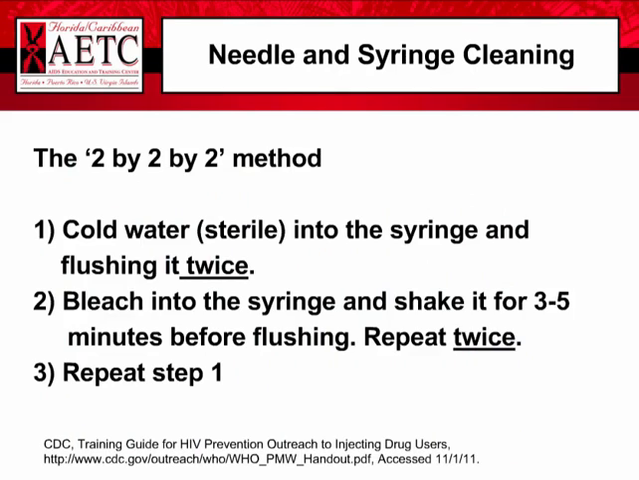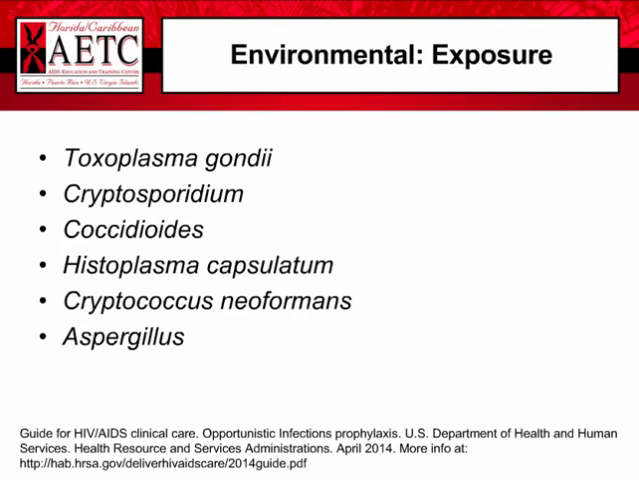Certain methods for cleaning. So this is from the CDC website. It's called the 2x2x2 method, and it's a mechanism whereby patients can clean out their syringes. So it involves drawing cold, sterile water into the syringe and flushing it twice, followed next by bleach into the syringe and shaking it for about 3 to 5 minutes before flushing it, and then repeating this step twice, and then going back to step 1 again. Other things that patients can do would be to boil their needles and their equipment for about 15 to 20 minutes, or even to use bleach to soak their paraphernalia.